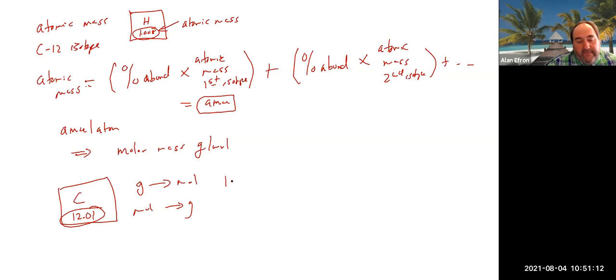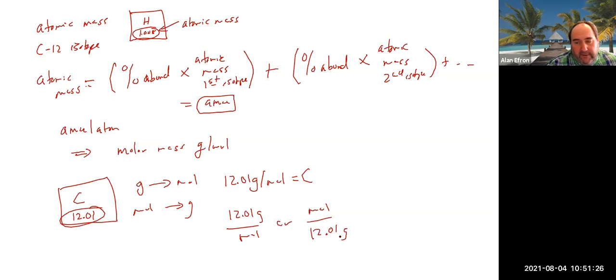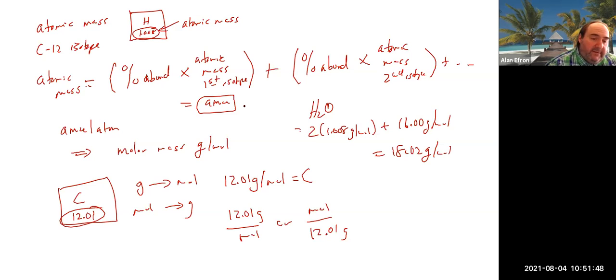We could use that as a conversion factor. We could say that there's 12.01 grams per mole in carbon, and we could say 12.01 grams per mole up on top, or flip it around, moles per 12.01 grams, if you're going to do a dimensional analysis approach. We also could calculate the molar mass for a molecule by just adding up all the parts. So that would be 2 times 1.008 grams per mole from the periodic table plus 16 grams per mole gives us our 18.02 grams per mole, which we could also use as a conversion factor.